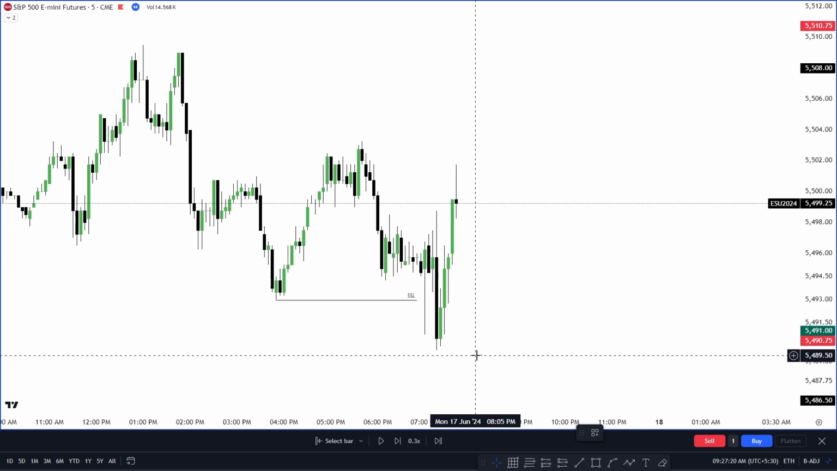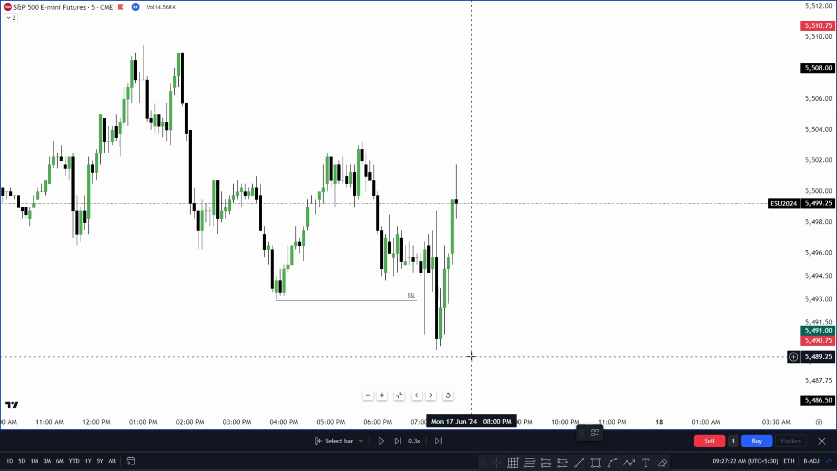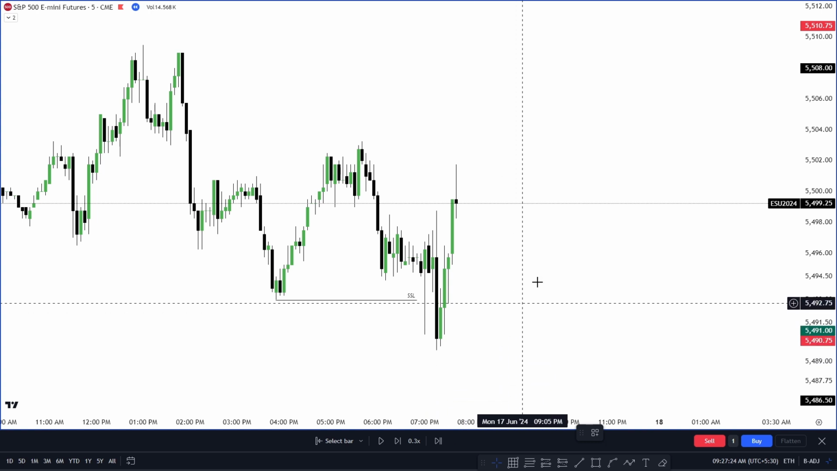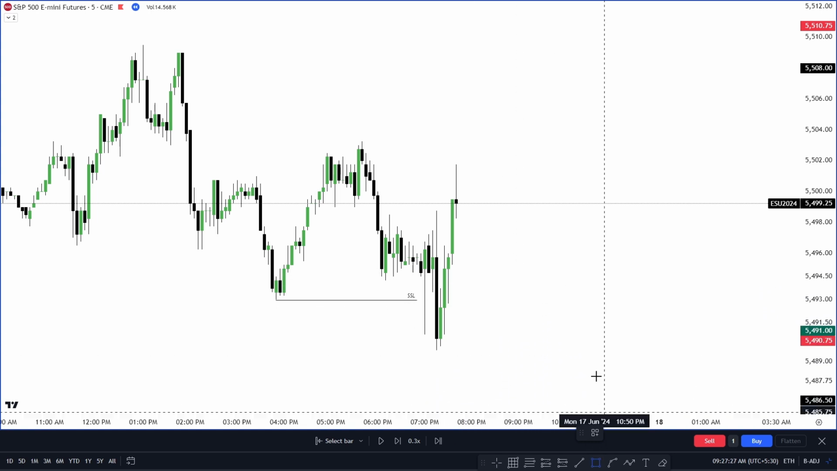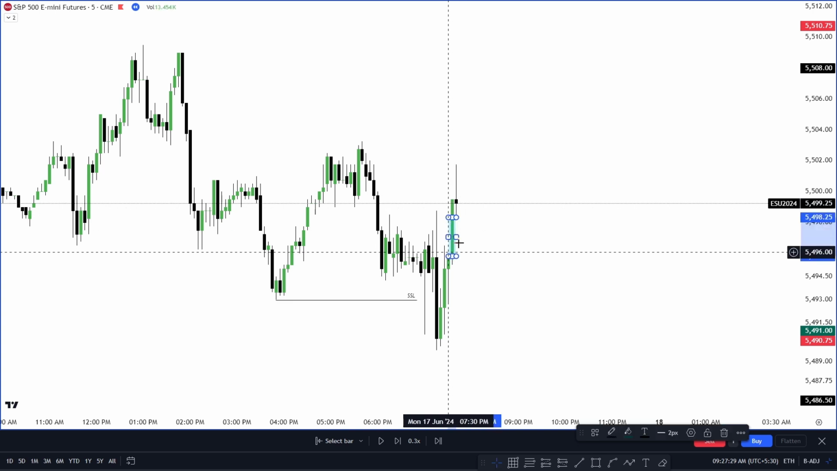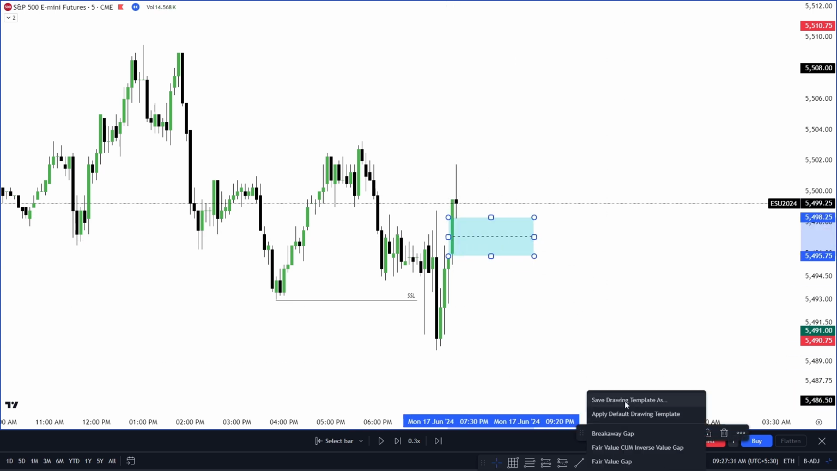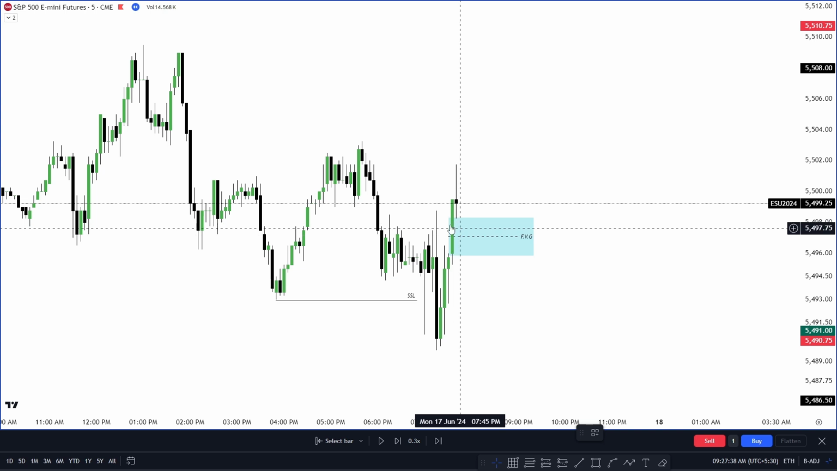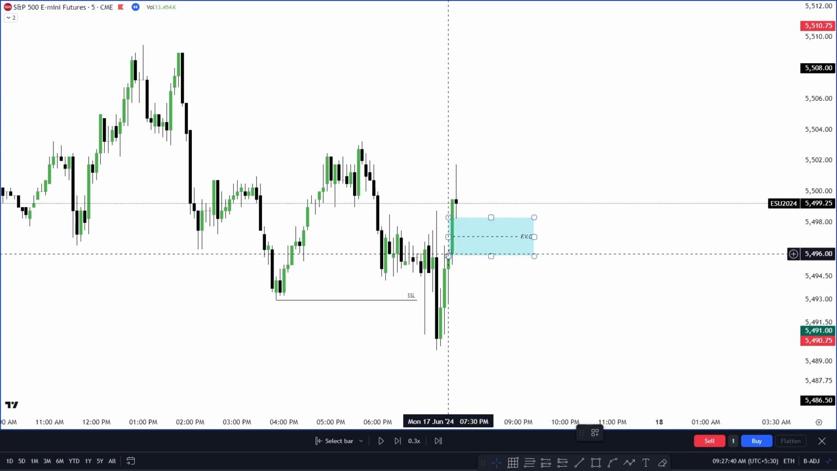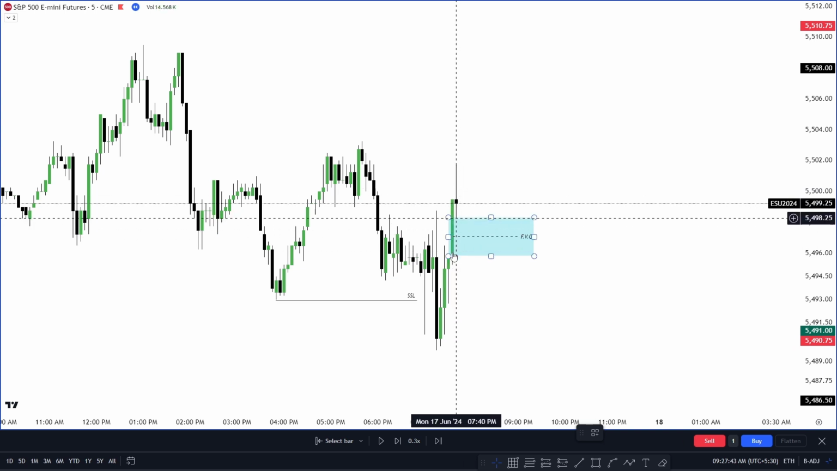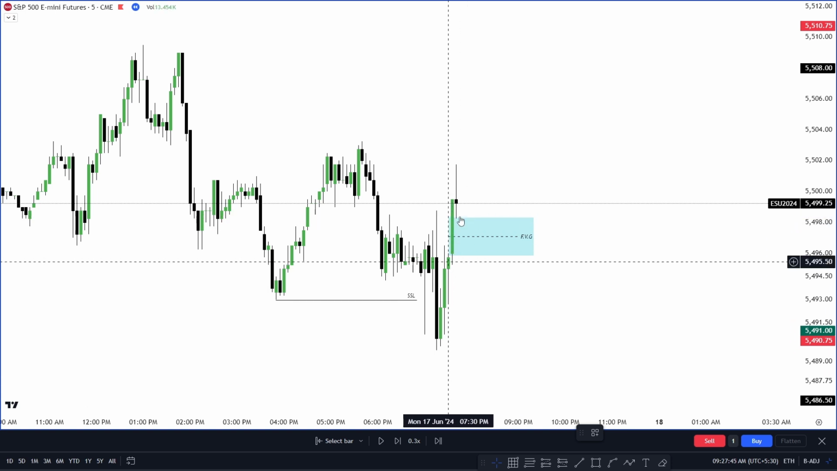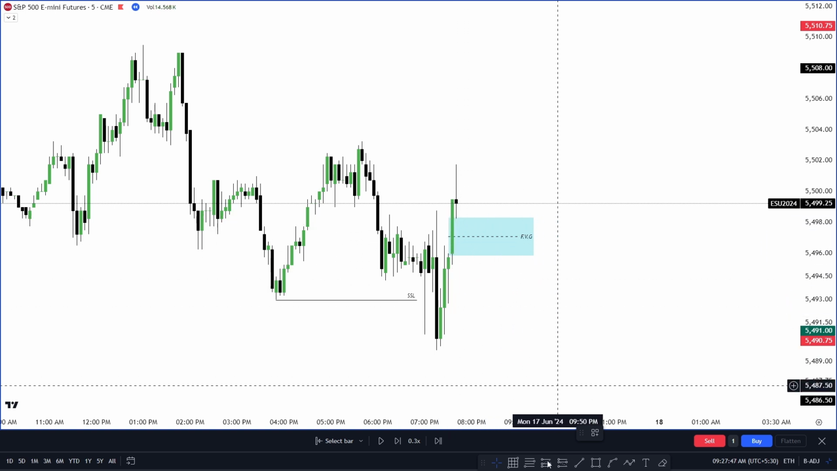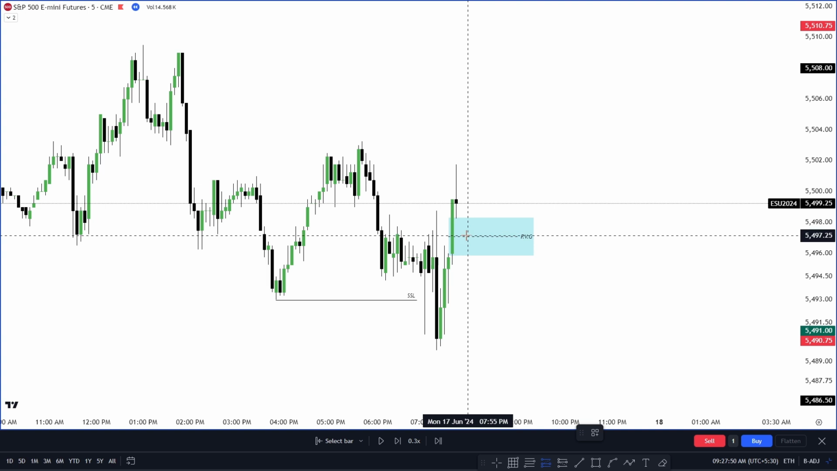As we got our sweep, price created an imbalance known as a bullish fair value gap. Let's mark it out right here. This is our bullish fair value gap. This is the first candle, this is the middle candle, and this is the third candle. See the high and the low, they are not meeting each other. So let's enter right here.